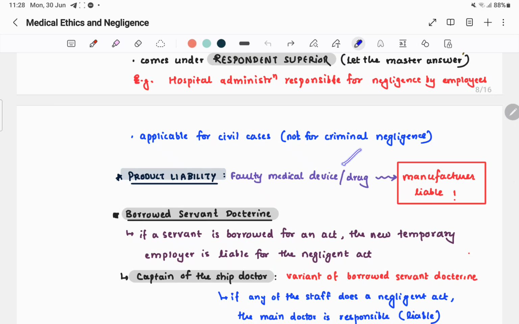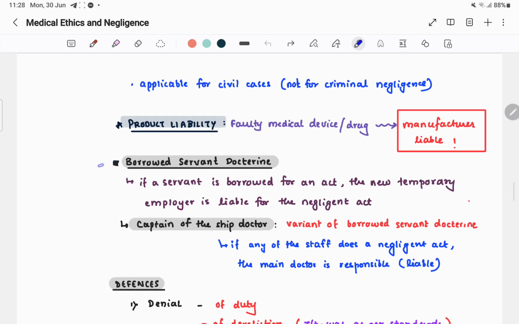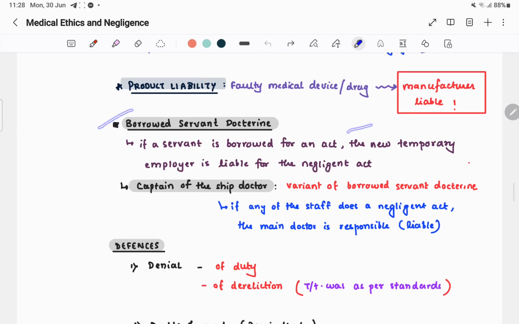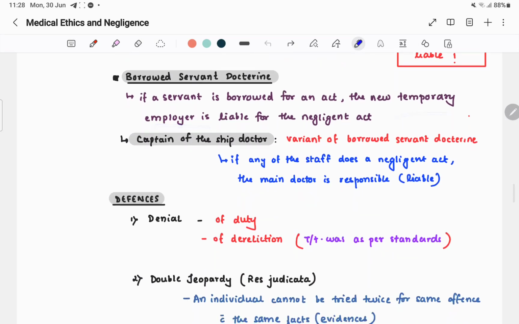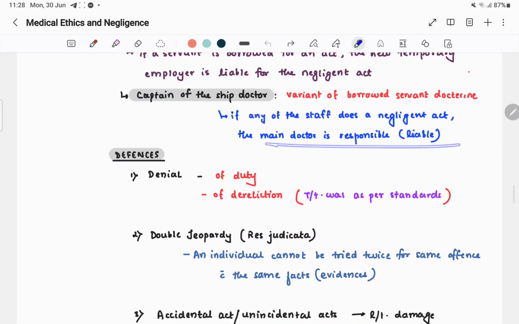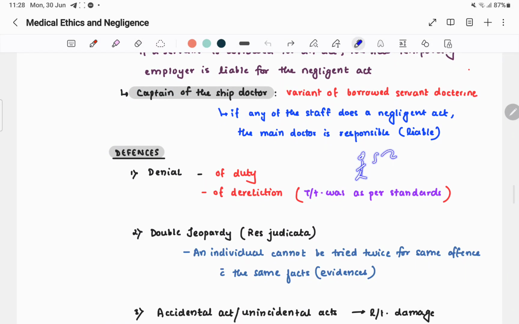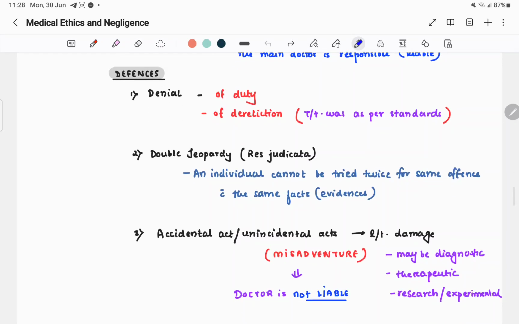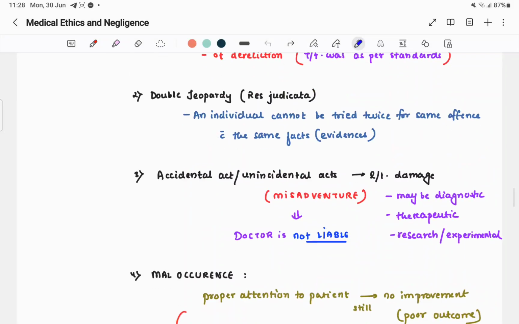Product liability for faulty medical devices, the manufacturer is responsible. Borrowed servant, the new temporary employer will be responsible. And captain of the ship doctor, which is the main doctor, will be responsible. Let's say a staff nurse is doing a negligent act, then the doctor under whom she was working will be responsible, right? Okay.